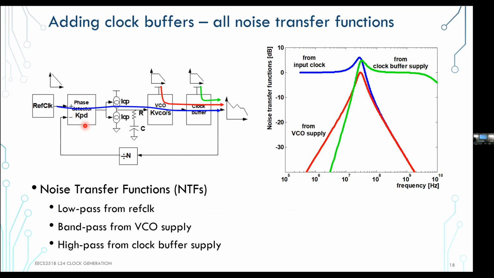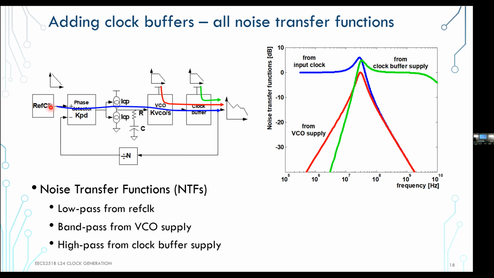Okay. So how do we take a pictorial look at all the things that we just talked about? We talked about the input, the noise transfer. By the way, these are called noise transfer functions, right? If I'm looking at how something propagates through a control system like a PLL, it's going to be a transfer function. If I'm looking at how noise propagates, that's a noise transfer function, right?